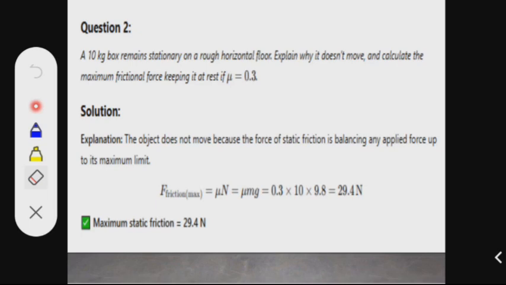So they gave us the mass of the body as 10 kilograms. So you multiply 10 by 9.8. Once you've gotten it, you can then multiply it by the coefficient of static friction, and you get your final answer. As we can see here, the answer is 29.4.